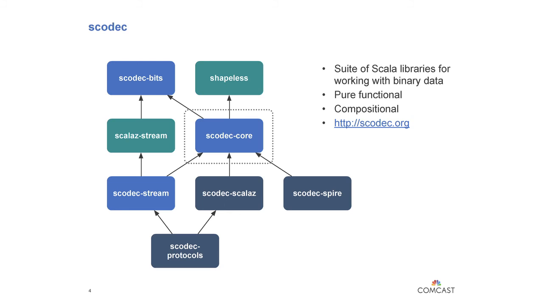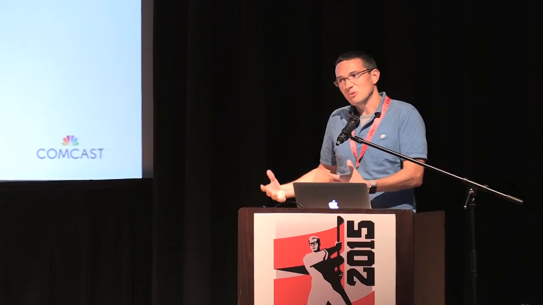So I want to start with a brief introduction to S Codec. Nothing's ever easy to explain. S Codec is not just a library, but rather a suite of libraries. It's split into, I'd say, two different categories. There are the primary libraries made up of S Codec bits, core, and stream, and then a set of interop or secondary modules that provide integrations with other libraries in the functional ecosystem.